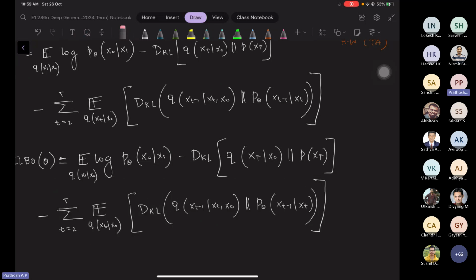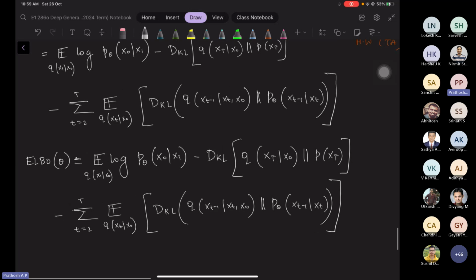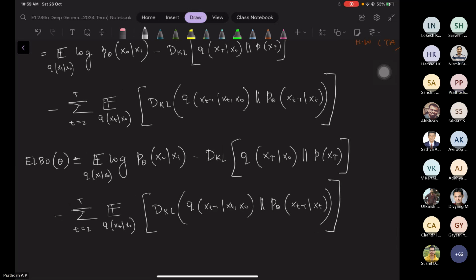Okay, this is what we saw. So now this is all it is, and we are done. Look at the interesting structure now. What is the first term? The first term is very similar to the reconstruction term in the VAE. X0 is your data, X1 is your first latent variable. You are reconstructing the data back using the first latent variable, that is the first term. And what is the second term? The second term is the same as the prior matching term that we had in the VAE.